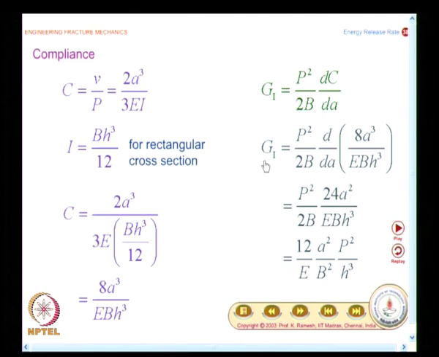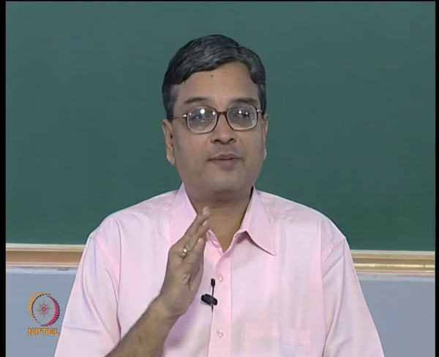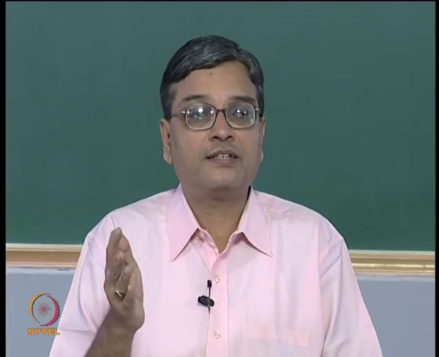The energy release rate for a double cantilever beam specimen is 12 by E into a squared by b squared into P squared by h cube. And what would we do with this expression? See, while developing fracture mechanics, whatever observations they were trying to derive based on mathematics, they try to look at in an experiment to verify whether the mathematical development has been consistent, free of any major problems.